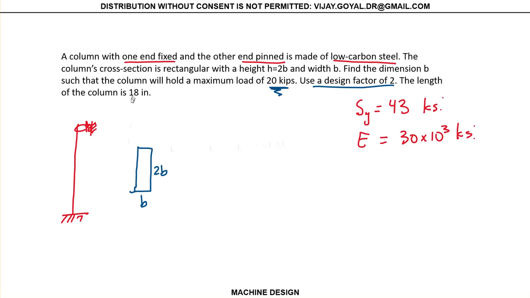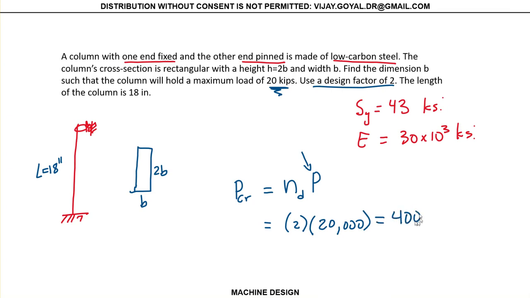So the first thing, you know that your actual length is 18 inches and that your P critical is going to be the design factor times the load. He's saying it's going to hold a maximum load of 20 kips. So you know that your real load for which you're going to do your analysis will be your design factor multiplied by 20,000, and that would give you 40,000 pounds. So that's not P critical, it's the P for the analysis. Your analysis needs to be able to hold this amount of load.